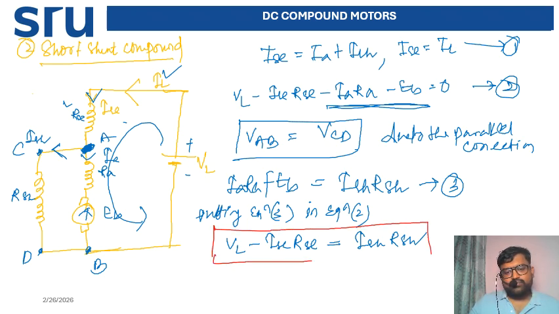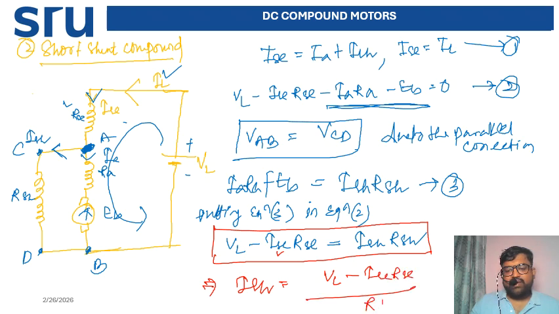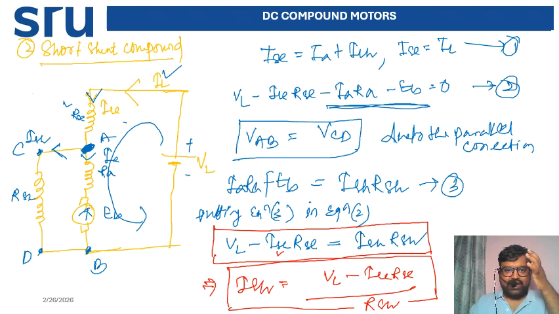And here also, if you want to calculate your ISH, then you can easily calculate that it is your VL minus ISC into RAC by RSH. This is a very important formula that you have to solve. Okay. And from this equation, if you are getting the ISH, then you can also calculate your IA RA. That is the aspect you can also solve.